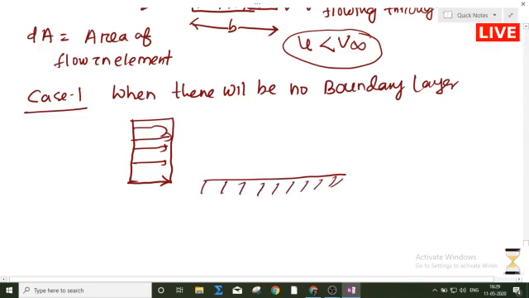Okay, when there is no formation of the boundary layer, consider the rate of mass flow through the element. That element you have chosen, so this is, suppose, point A. What will happen when the boundary layer is not formed? There will be no reduction in mass flow, and no velocity gradient will be formed.